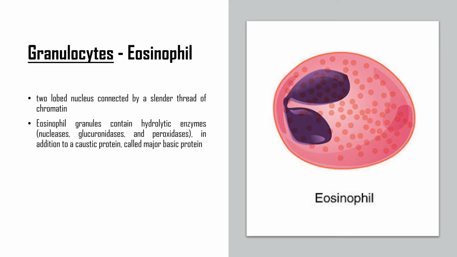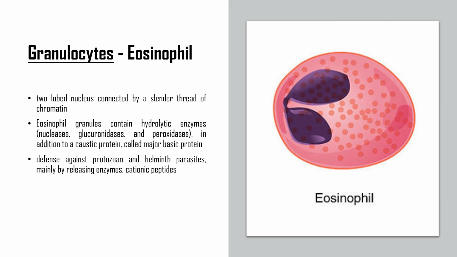Unlike basophils, eosinophils circulate in low numbers and migrate from the bloodstream into tissue space, especially mucous membranes, when recruited by soluble chemotactic mediators. They are important in defense against protozoan and helminth parasites, mainly by releasing enzymes, cationic peptides, and reactive oxygen species into extracellular fluids. These molecules damage the parasites' plasma membranes, killing them.